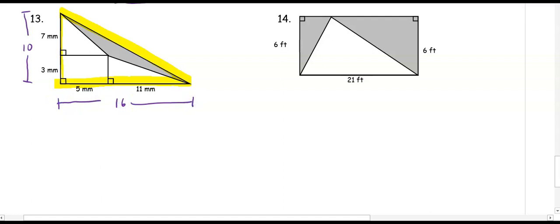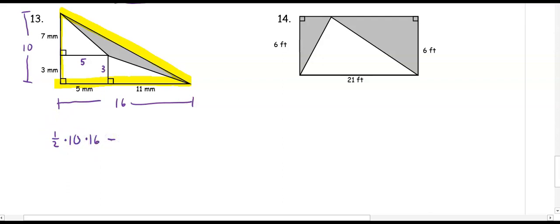But we have to also subtract out the 3 white pieces. So if this part is 5, this base of the triangle is 5, and if this part is 3, the height of the other triangle is 3. So now we can do our area. So we're going to do the area of the largest triangle. You always want the biggest shape first. So we have 1/2 times 10 times 16.